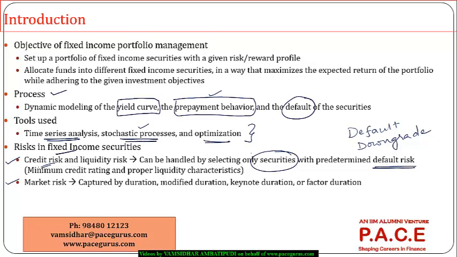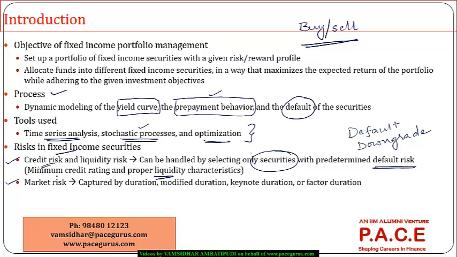Similarly, I would be choosing proper liquidity characteristics so that the buy and sell volumes are not so low. I should be able to sell my security at a price when I wish. I should be able to buy the security at a specific price when I wish. I should not get into a situation where I am forced to sell it at a much lower price because of an inadequate market for that particular product.